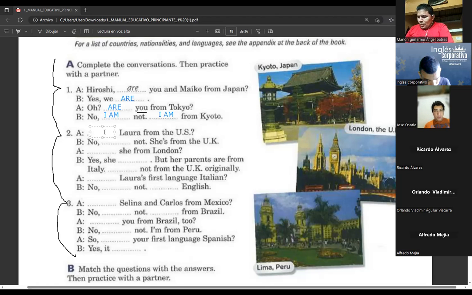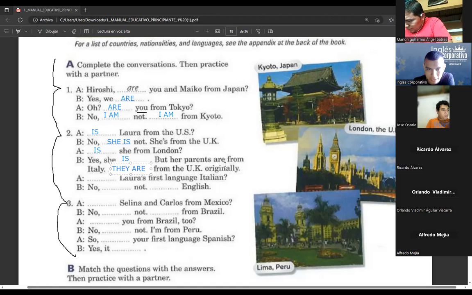Is Laura from the US? No, she's not. Si usa contracción, va a decir she's, y si usa completa, she is. Is she from London? Yes, she is, but her parents are from Italy. They are not from the UK originally.